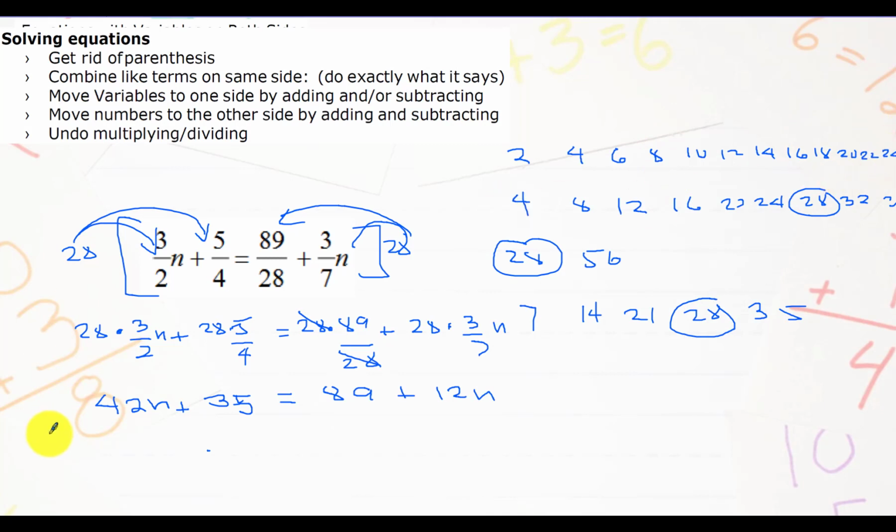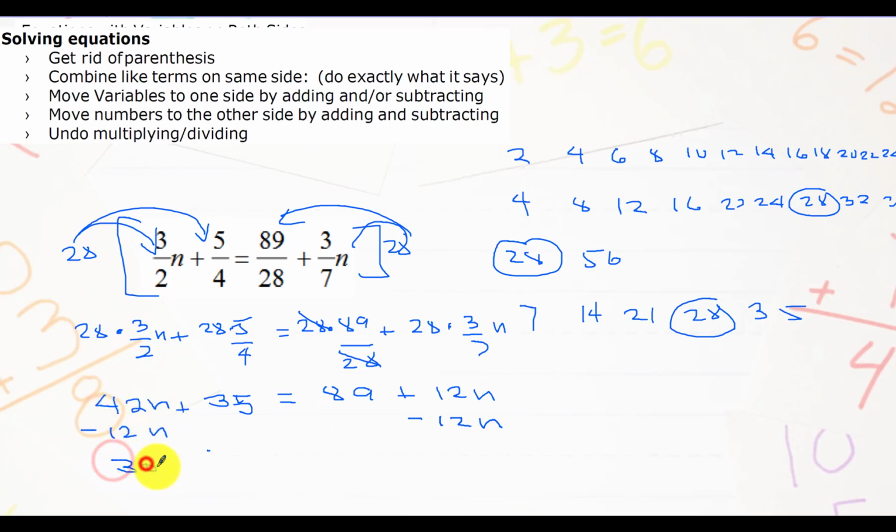Alright. Next, we don't have any more fractions, right? We don't have any more denominators. Then, let's use again these steps. We don't have any more parentheses. We don't have any like terms on each side of the equation. Let's move our variable. So I have here 42n. This is 12n. Let's undo the n that has a smaller coefficient. Subtract 12n to both sides.